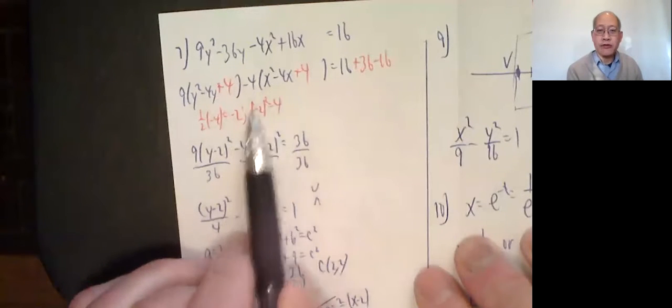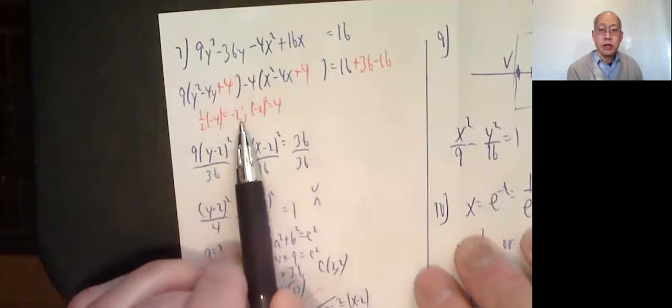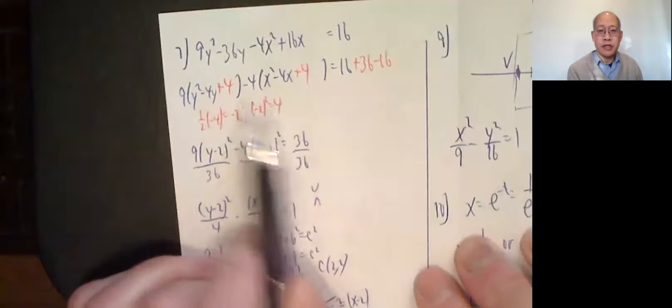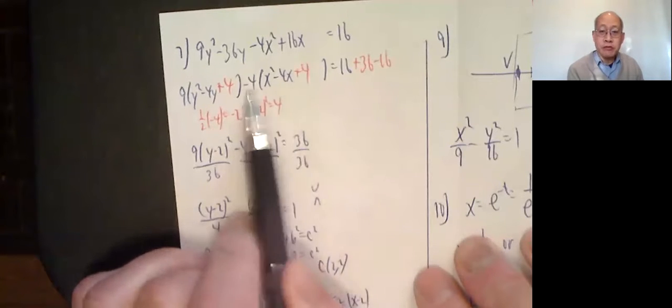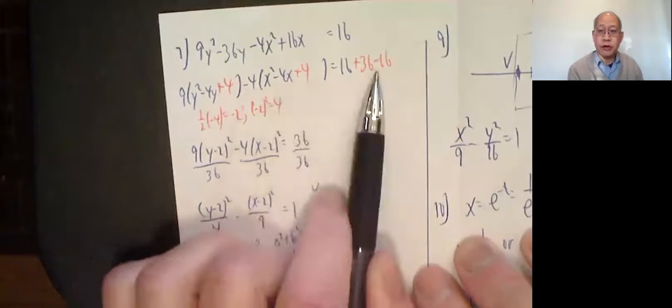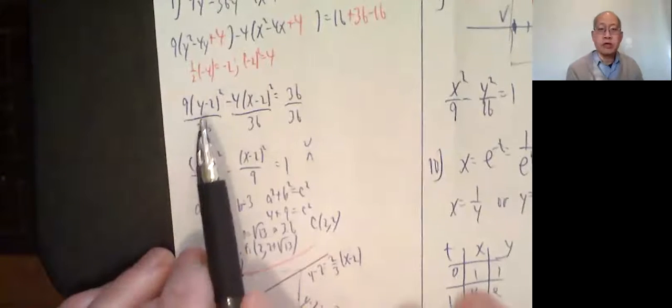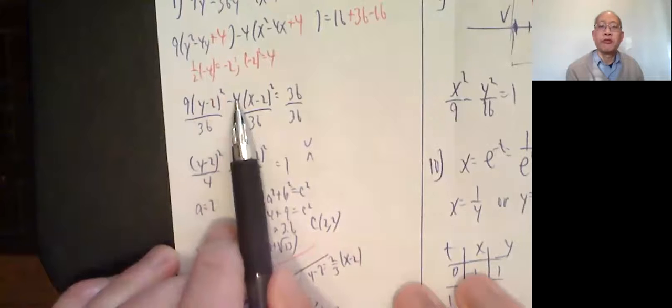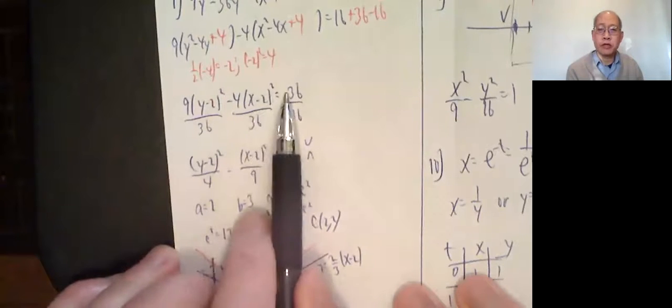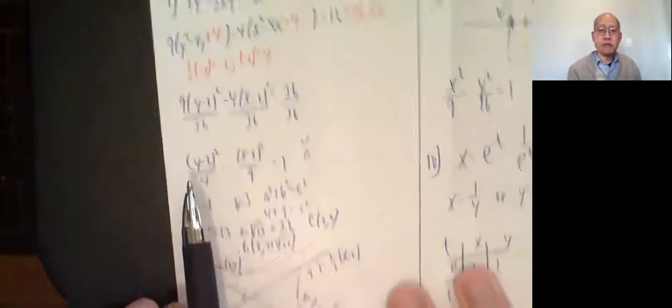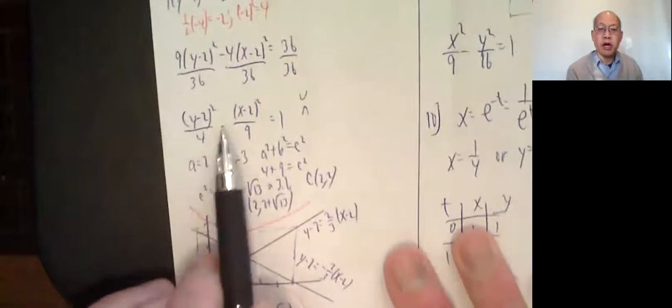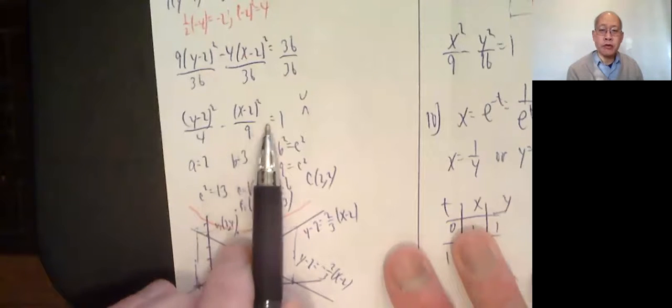Complete the square here. Half of negative 4 is negative 2. Negative 2 squared is 4. We just did that. Plus 4 really means minus 16 because there's negative 4 there. Okay, this comes out to be 36 on the right-hand side. This is 9 (y minus 2) squared minus 4 (x minus 2) squared equals 36. Divided by 36: (y minus 2) squared over 4 minus (x minus 2) squared over 9 equals 1.